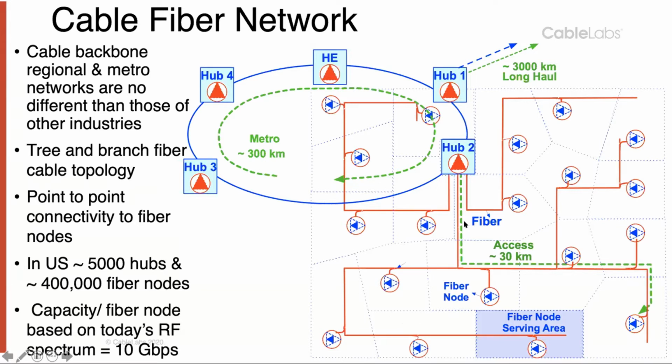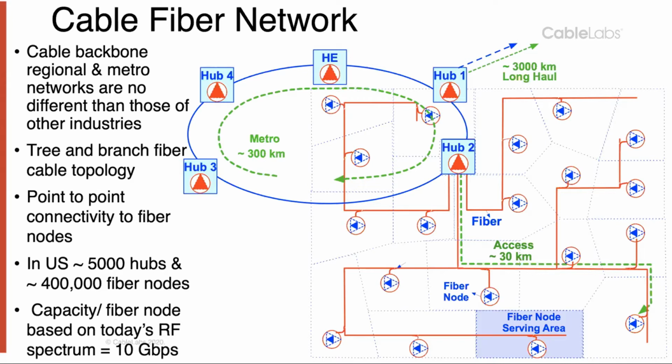And from these bundles of fiber, as it traverses different areas, you peel off 6 to 8 fibers. That's the original design towards a fiber node. So you have dedicated fiber connectivity from the hub location to the fiber node location. The fiber node is where you have this transition from the optical domain to the RF domain. And from that fiber node on, you have this RF distribution over our coaxial network. The spectrum that we have today in coax allows us to have capacities of up to 10 gigabits per second.